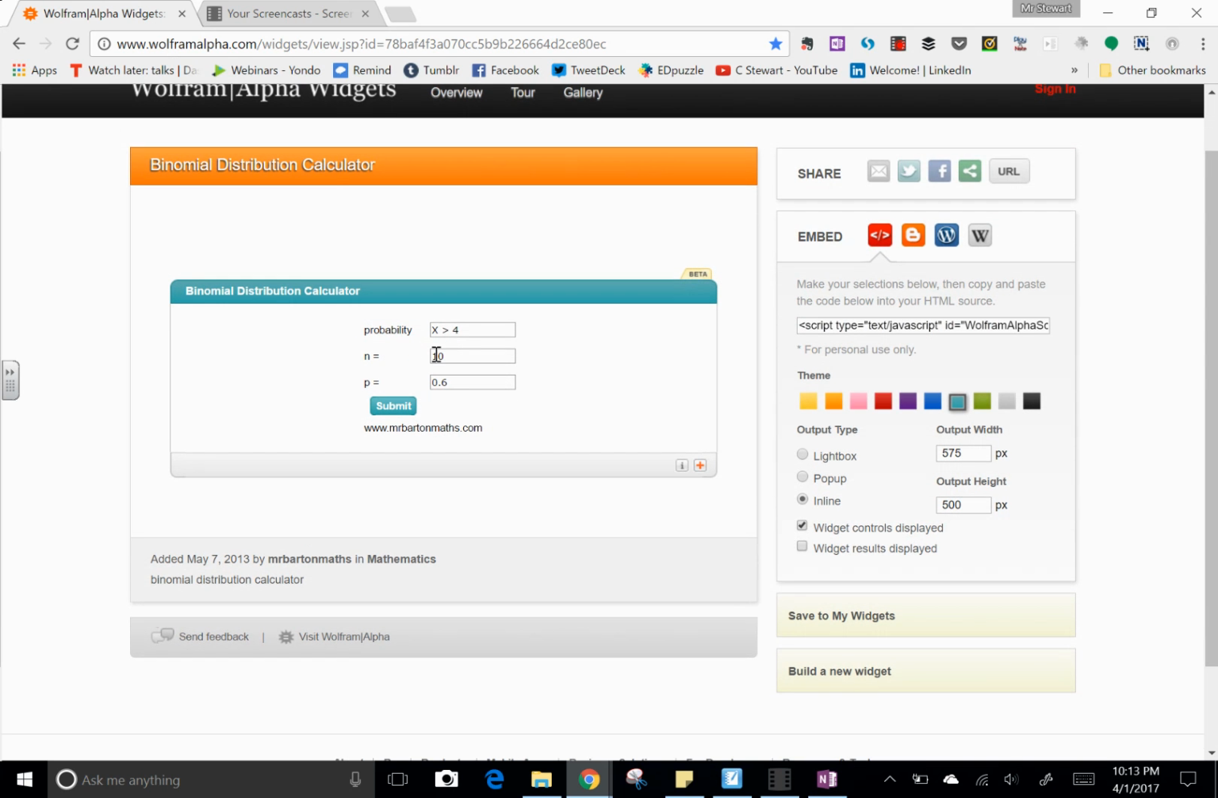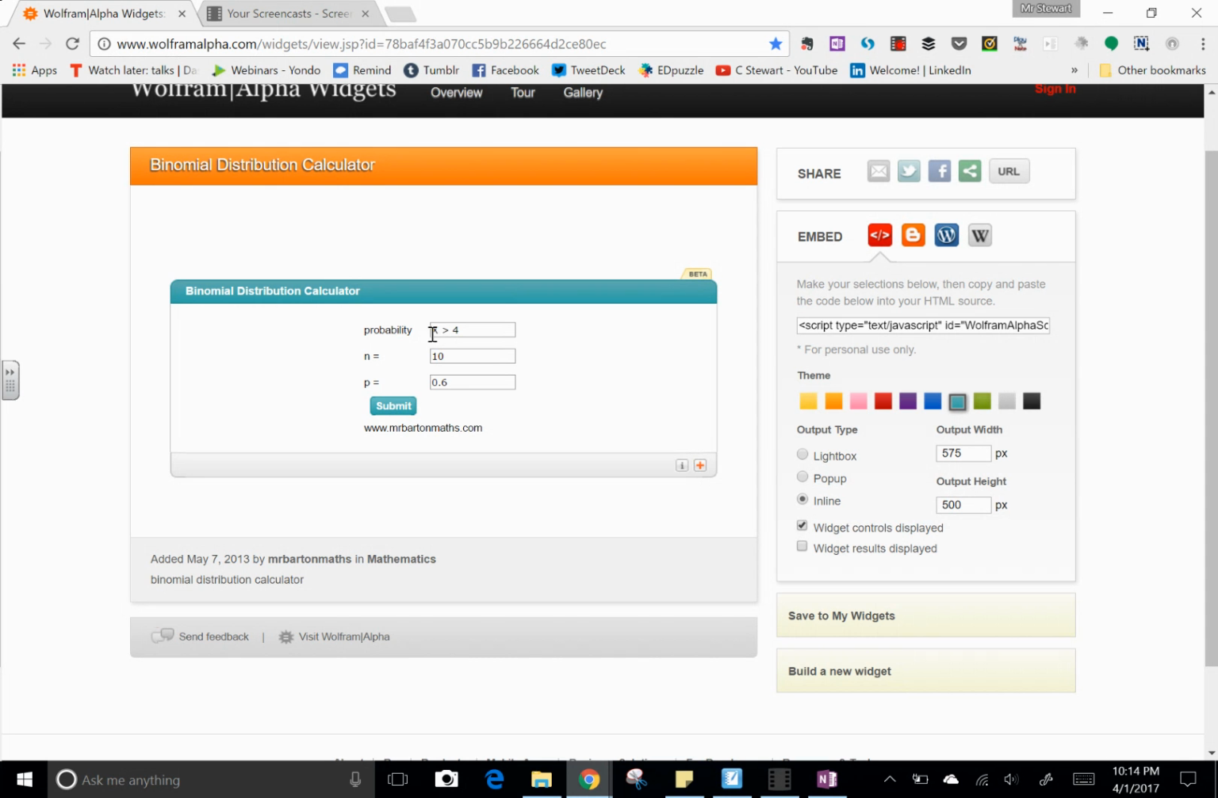And by default, it sets up a graph here, not related to our question, but something that we can certainly take a look at. Looking at the p-value here, it's a 60% success rate, meaning the q value, or the failure rate, would be 40%. The number of trials here is 10, okay?